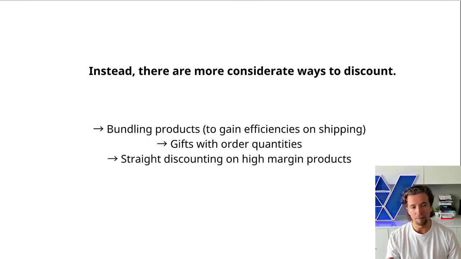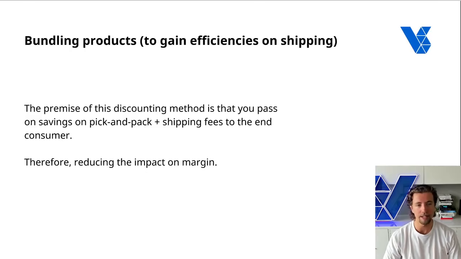Number 1 is bundling products, and you bundle products which allows efficiency gains within shipping and 3PL fees. The second is gifts with order quantities. And the third is straight discounting, but you do it on high margin products and you do it in consideration of the curvature of required target return on ad spend as discounting increases. And I'll go through a calculator at the end of this video showcasing that.